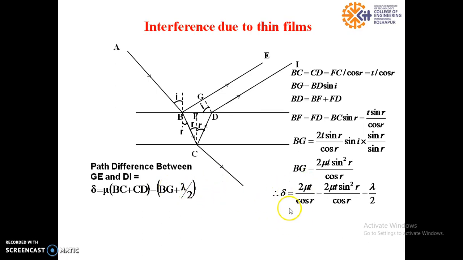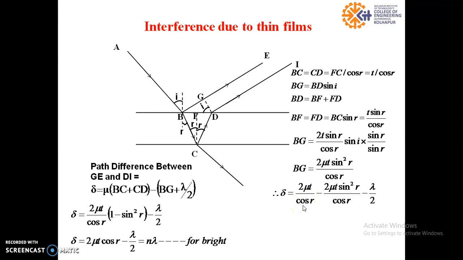So delta, that is the path difference, is equal to BC plus CD, which is 2T upon cos R into mu. So 2 mu T upon cos R minus BG, which is 2 mu T sin square R upon cos R, minus, as we have multiplied into the bracket, lambda by 2. Now if you look at this equation, we can take 2 mu T upon cos R common. So we have taken it outside the bracket. Inside the bracket, 1 minus sin square R, and 1 minus sin square R is cos square R. So one cos R gets cancelled out, minus lambda by 2. So the path difference equation becomes 2 mu t cos r minus lambda by 2.